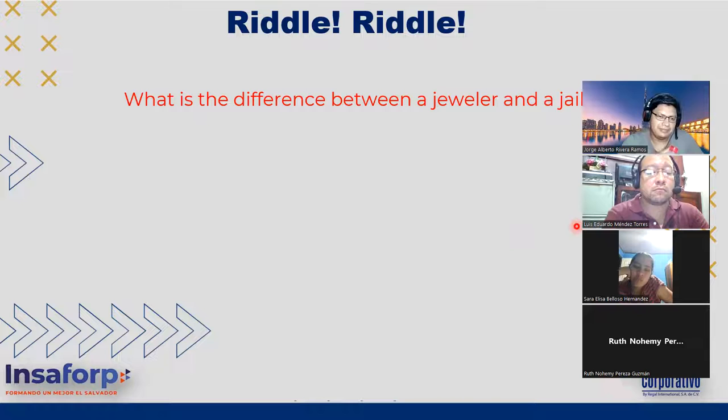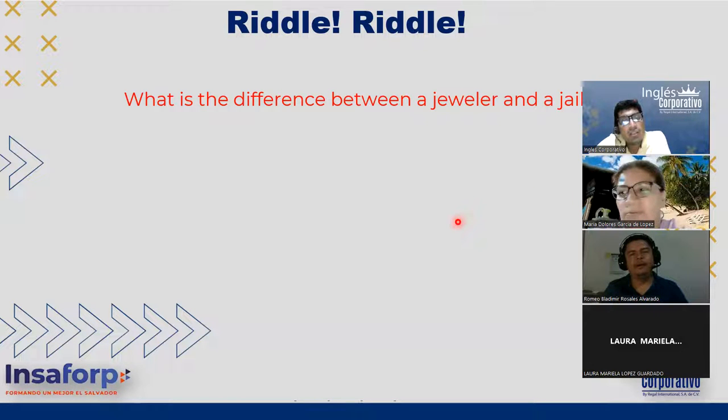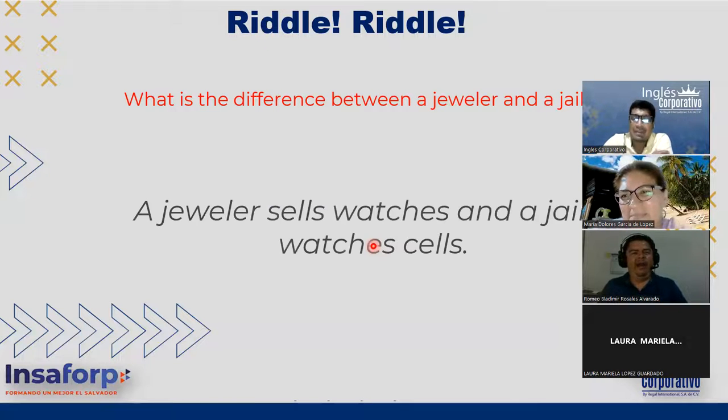Who cares for jeweler? Sorry? Who cares for jeweler? Joyas? Oh, okay. So the jeweler is the one who takes care of jewels. Okay, yeah, that's a good idea. Ahora, teniendo eso en cuenta, vamos a ver. A jeweler sells watches and a jailer watches cells. ¿Sí? A jeweler sells watches and a jailer watches cells.